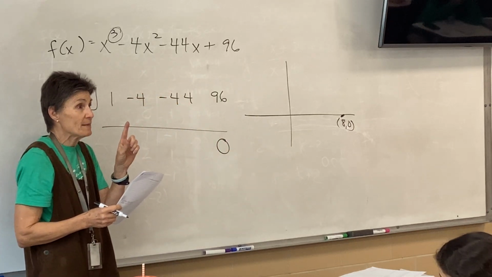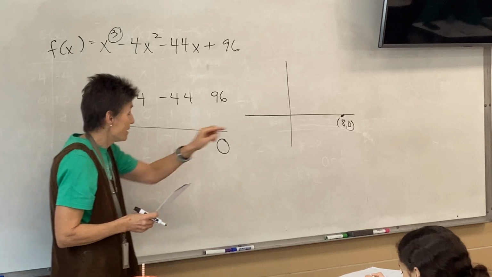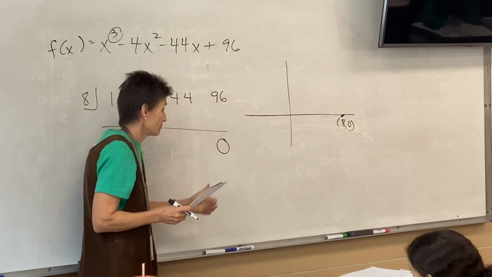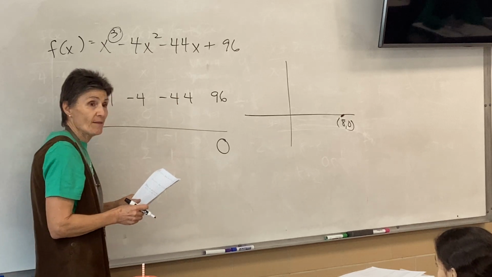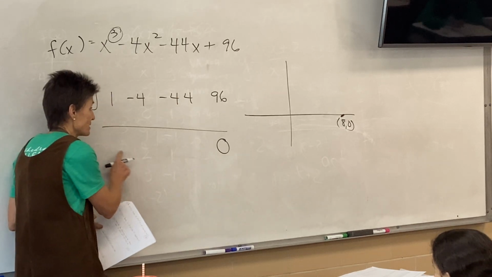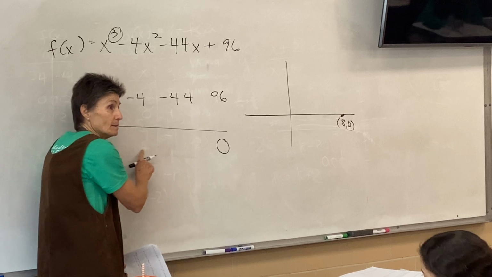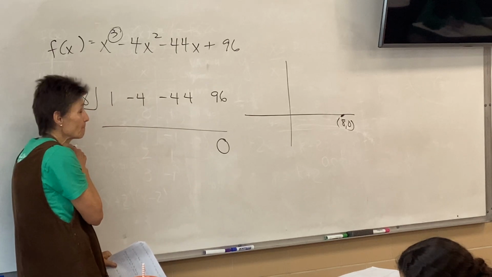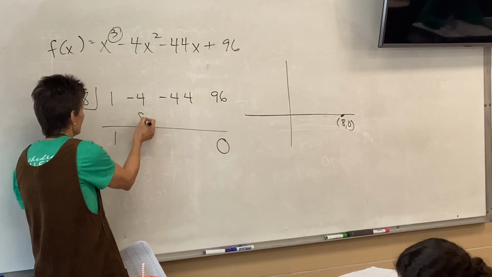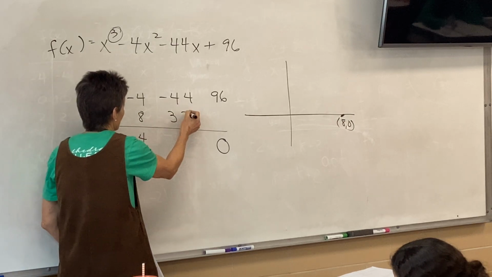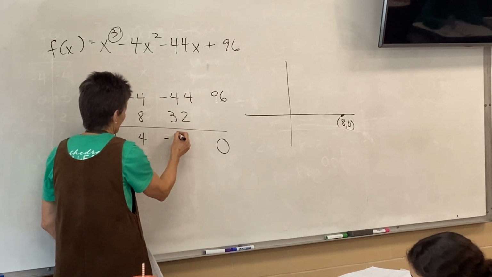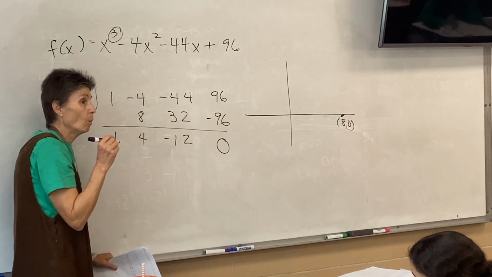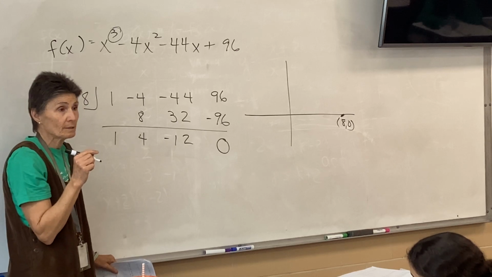We know we're going to end up with a 0 here. I know that because they told me that 8 was a 0. They told me 8 goes in evenly. I'm not interested in that. This time, I'm interested in this part, right? Because this is going to tell me what my other factors are. So here we go. And sure enough, what I thought would happen, happened.